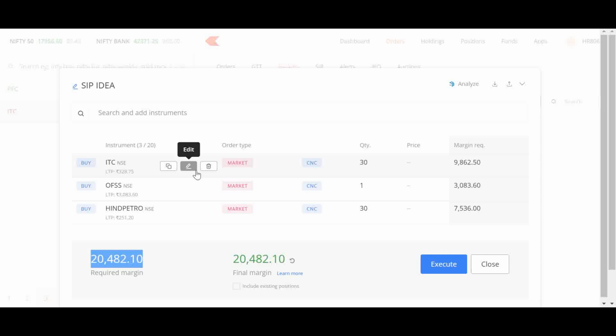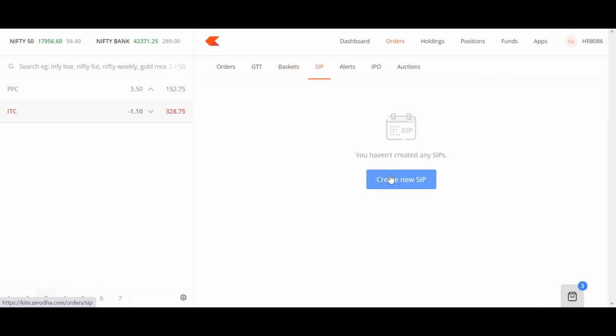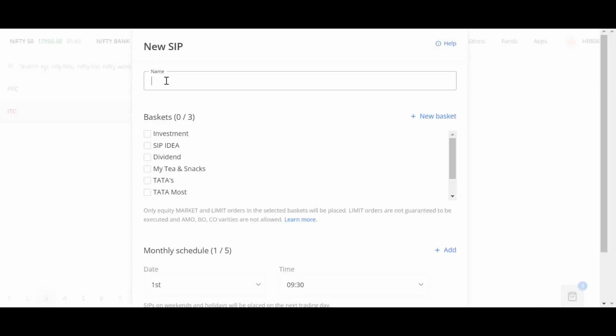You can execute it here like a normal basket order, or else you can create a systematic investment plan. Let's say I'm going to create a SIP for dividend stocks. You can add all the baskets in case you have the money. Let's say I have some other stocks like this, the Dividend or SIP idea. I will explain the SIP idea.